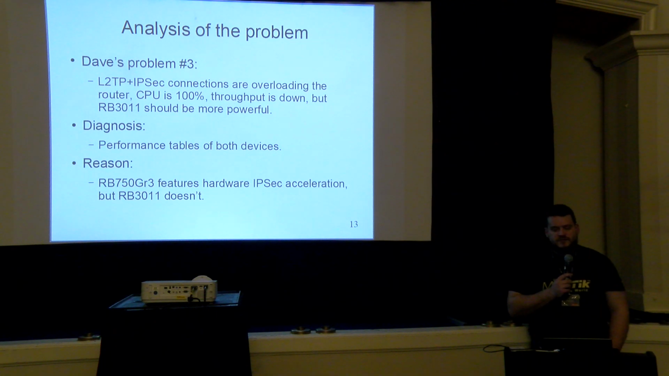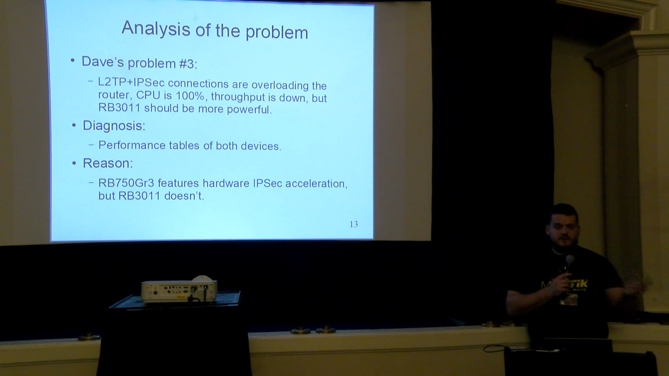His L2TP plus IPsec connection is getting overloaded. CPU is 100%, throughput is down, but 3011 is a bigger switch. It should be much more powerful. So what's happened? So you can diagnose this problem by looking at performance tables of both devices. And the reason why 750 performs much better is because 750 has an encryption chip on it. So hardware encryption acceleration exists on 750G, but currently it doesn't on 3011.